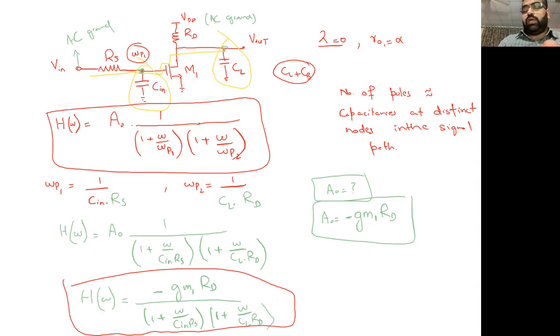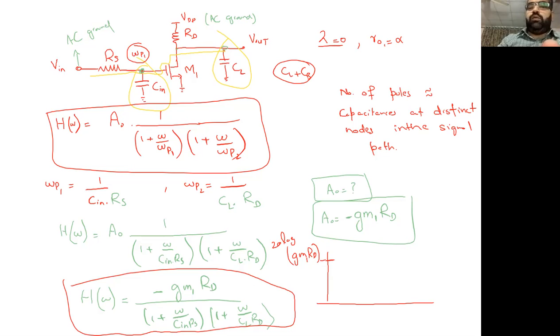If I want to plot the magnitude response, we can easily plot. Magnitude, everything is going to be mod. So this point will be gm RD, or 20 log of this value, whatever the value you want to represent in dB or whatever the scale. So this is going to be the starting point. Now we have two poles. So we need to see whether omega P1 or omega P2 is the one which is going to come first. So that's something which we need to see, which is going to be dominant.